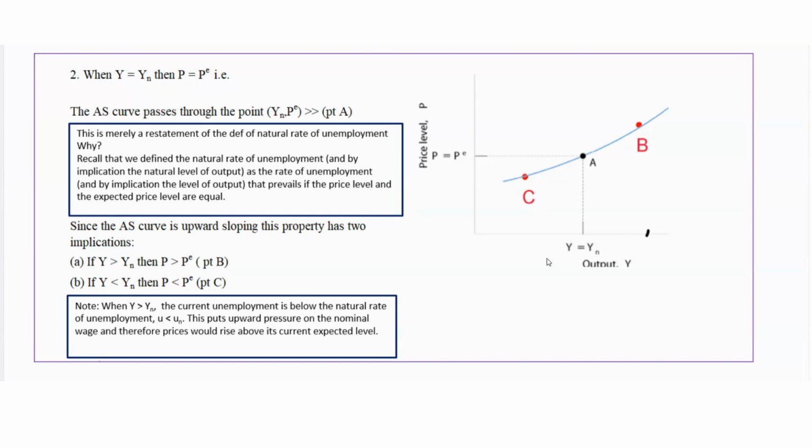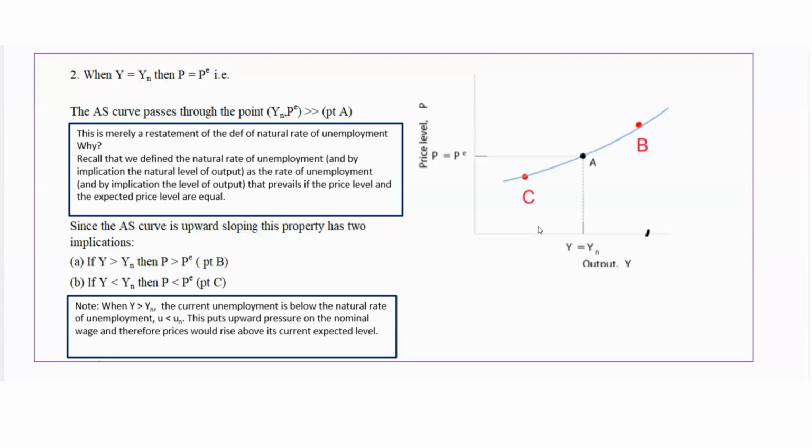So based upon the definition of Un, we know that when Y is Yn, U is equal to Un, and we know U is equal to Un occurs when P is equal to Pe. So the reason the AS curve passes through this point Yn and Pe is because we defined Un, and by implication Yn, as that level of unemployment, and that level of output, when P is equal to Pe. So we know when Y is Yn, U has to be Un, and the way U is equal to Un is defined is that P is equal to Pe.